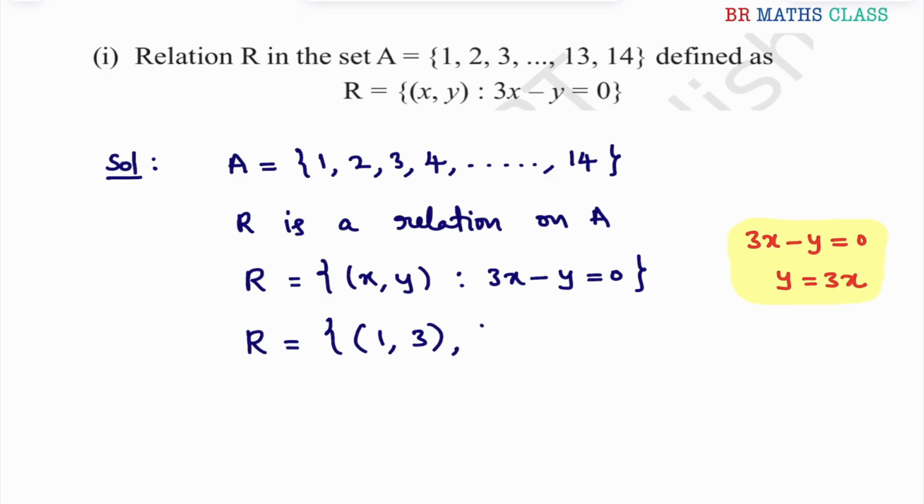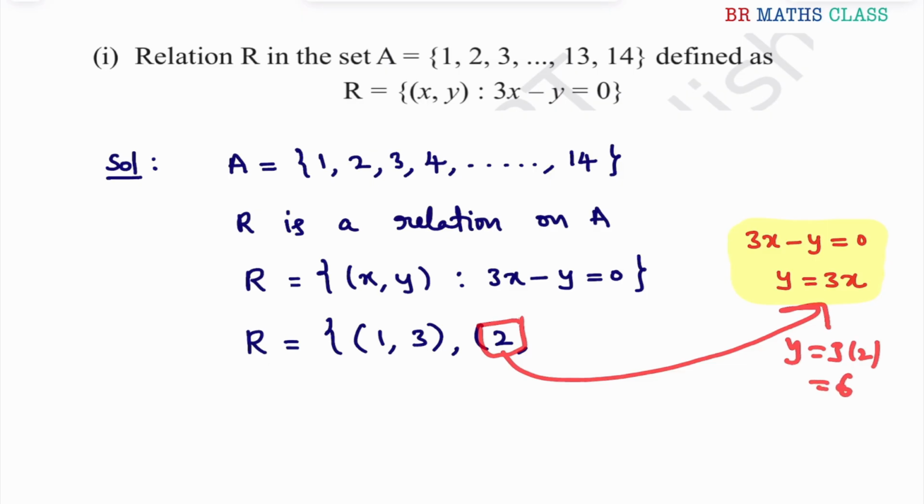Now I need to take the second element in this relation. Here you know that this x is from set A. As 1 is already over, now you take 2. In place of x, now x is 2. In this, in place of x, you write 2. Then what will you get? y equal to 3 into 2. 3 into 2 is 6. So the second ordered pair is 2 comma 6.